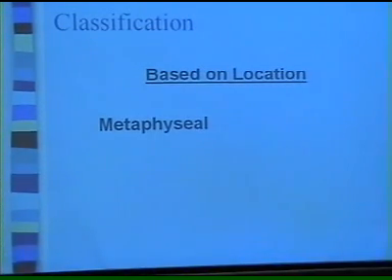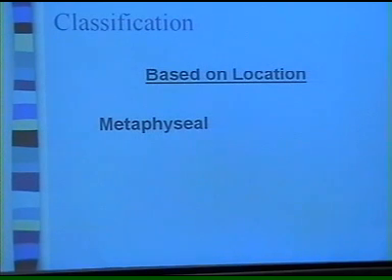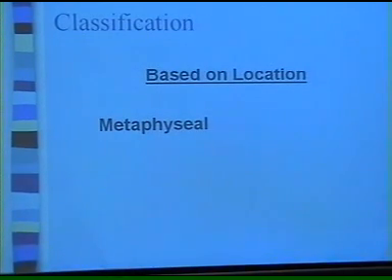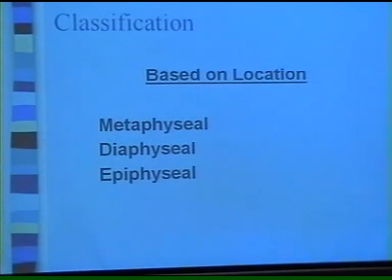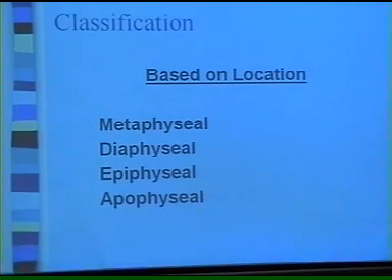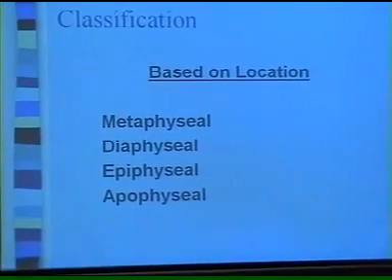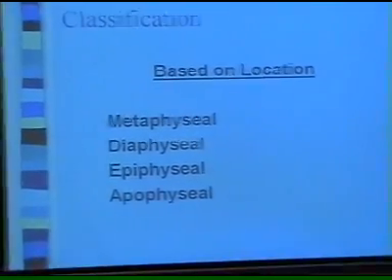First, we classify it based on the geometry. That's how we classify based on the location of the metaphysis, which is the juxtaepiphyseal part of any bone. If you remember the anatomy, diaphyseal is the mid part of the shaft. A fracture in that area is called a diaphyseal fracture. An epiphyseal fracture would be in the area where the joint is, just near there. And an apophyseal fracture is a fracture of any apophysis. The example of an apophysis is either a coracoid, a tibial tuberosity, calcaneal tuberosity.